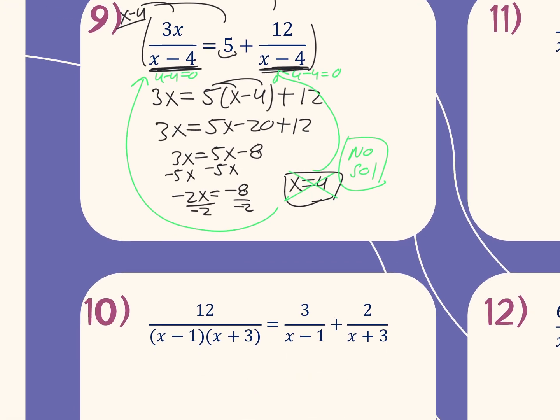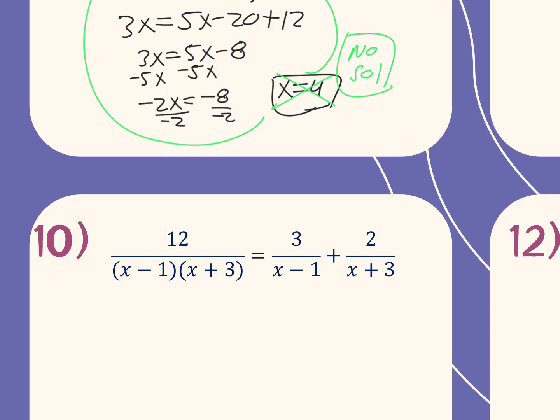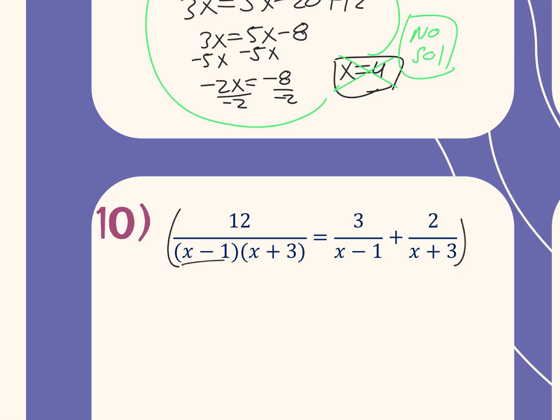All right, so I can try the same thing over here with this one. It looks like the denominator is already factored for me, so it should be fairly simple. Right, they share an x minus 1 and an x plus 3 in common. So that's our least common denominator, an x plus 3, x minus 1.